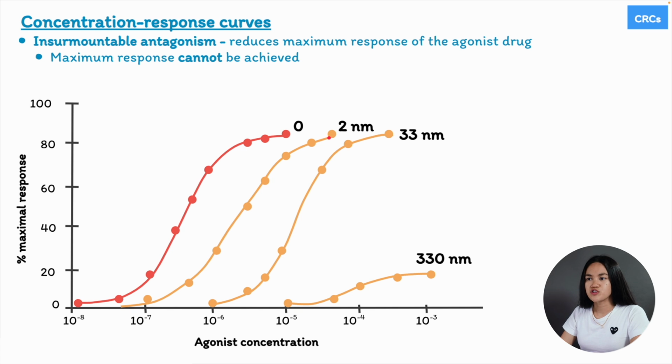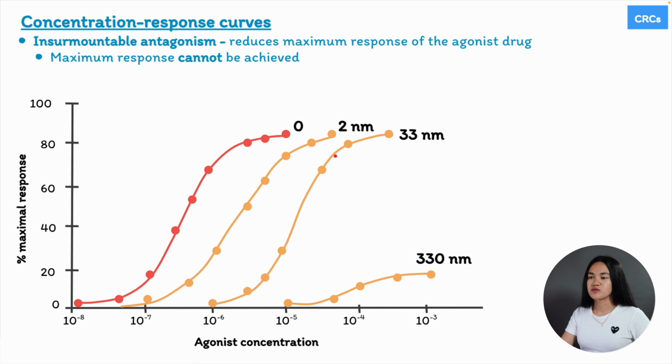However, as the concentration of the antagonist increases, we can see a classic insurmountable antagonist response characterized by a rightward shift and a reduction in the maximum response. This shift occurs because the antagonist has irreversibly modified the receptor or receptor binding site.